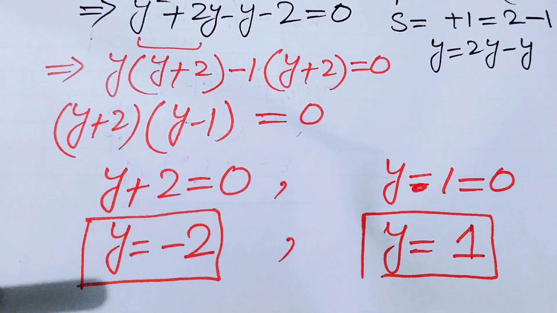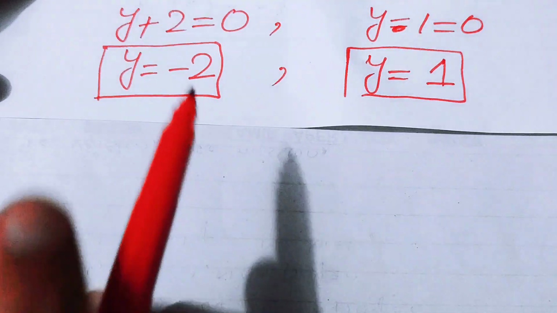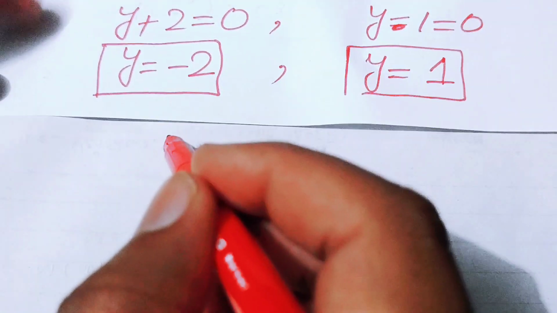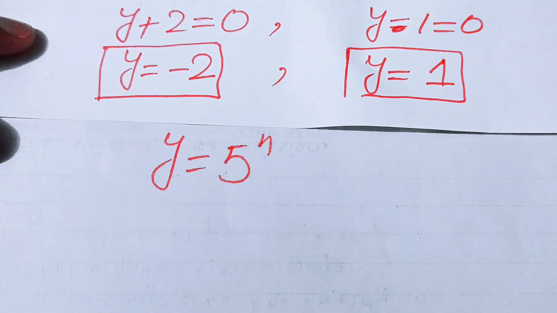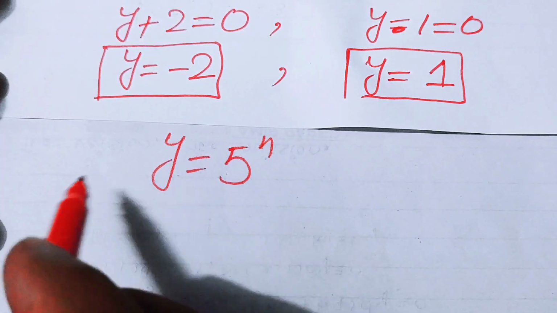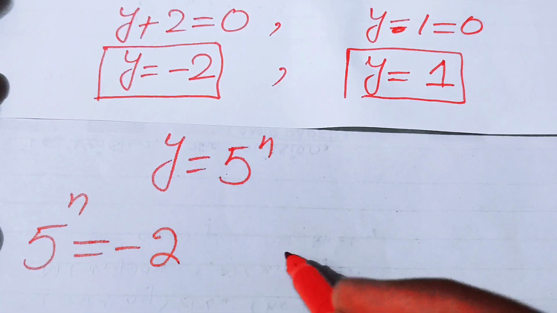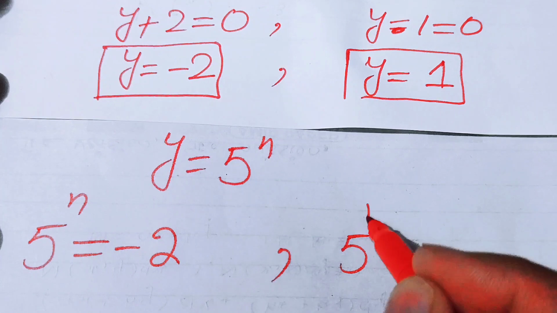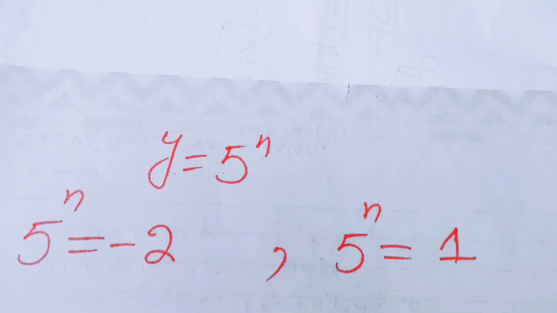Now in the next step, at the start of the question, we took y is equal to 5 to the power of n. So now we back substitute the value of y, and you get 5 to the power of n is equal to minus 2, and 5 to the power of n is equal to plus 1.